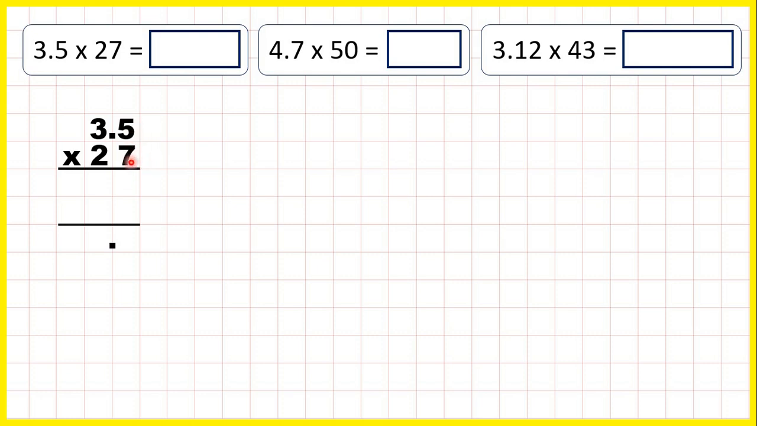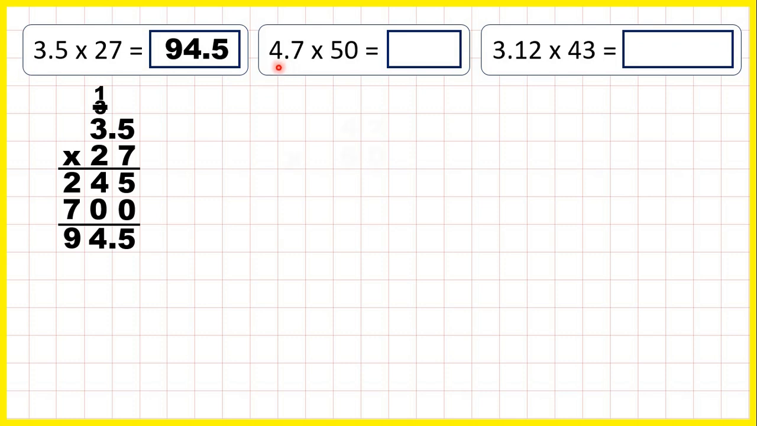Now we multiply in the same way as if we had 35 times 27. So 5 times 7 is 35, that's 5. 3 times 7 is 21, plus 3 is 24. Now we can cross out our working and write a 0 as the last digit of our second answer line. 5 times 2 is 10, so 1 0. 3 times 2 is 6, plus 1 is 7. So now we can add up our answer lines, and that gives us 94.5 as our answer.